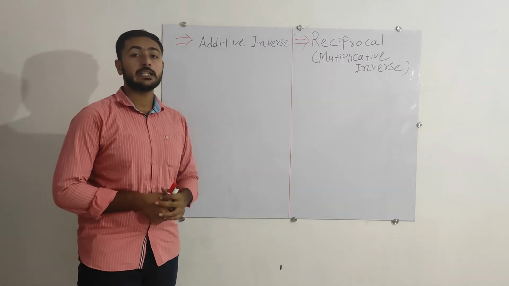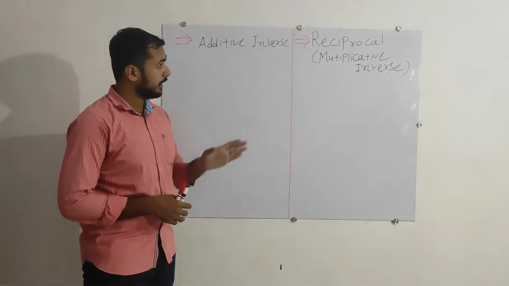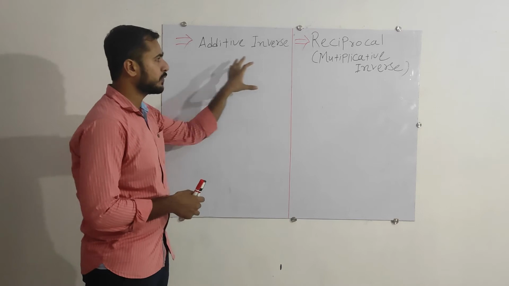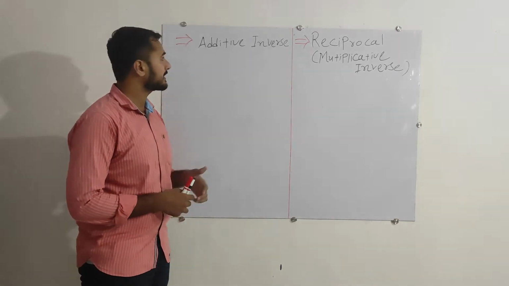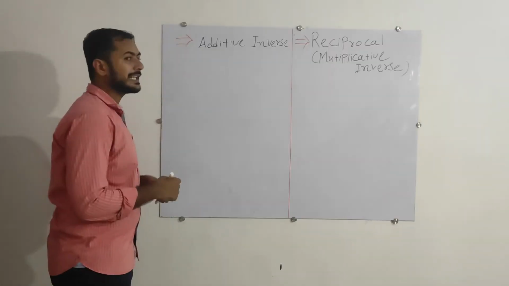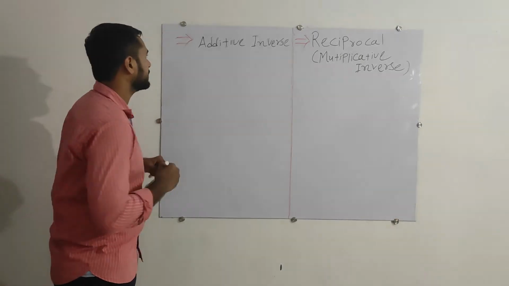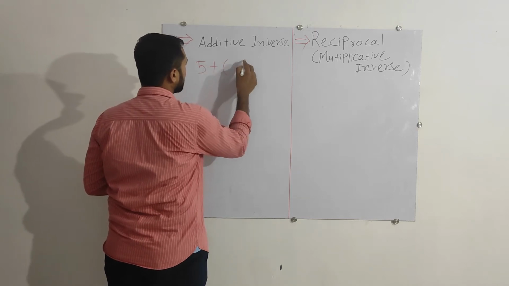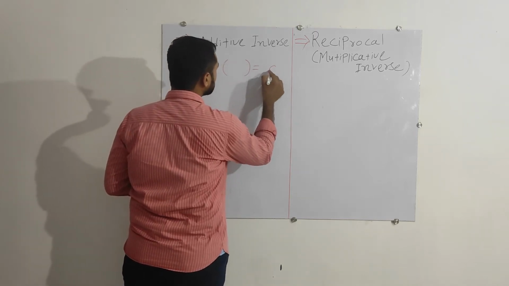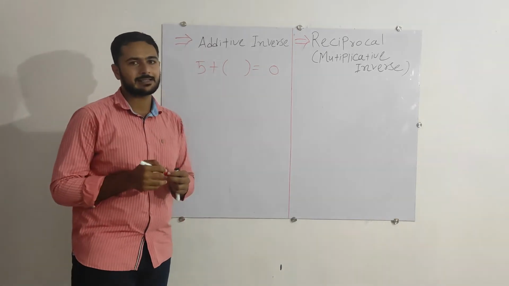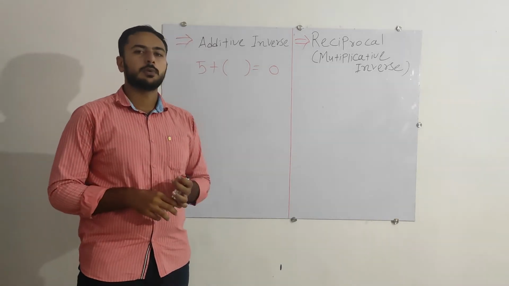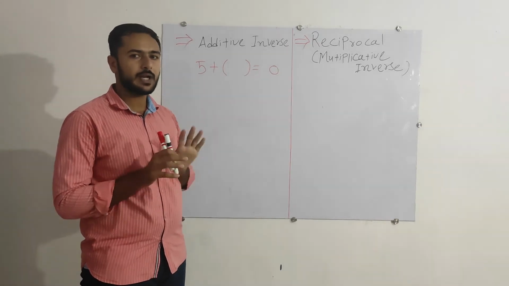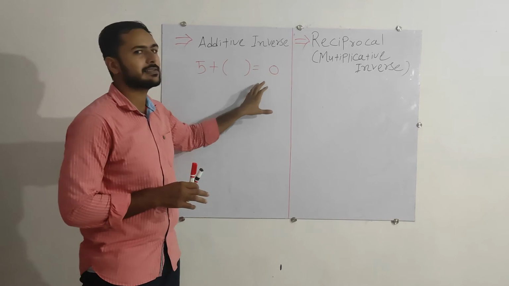The next topic is additive inverse and reciprocal. Reciprocal can be defined as the multiplicative inverse also, because that's the additive inverse and that's the multiplicative inverse. Let's start with the additive inverse. What is additive inverse? Suppose I have the number 5. What should I add to 5 so that I get the answer 0? I want 0 because the additive identity is 0.